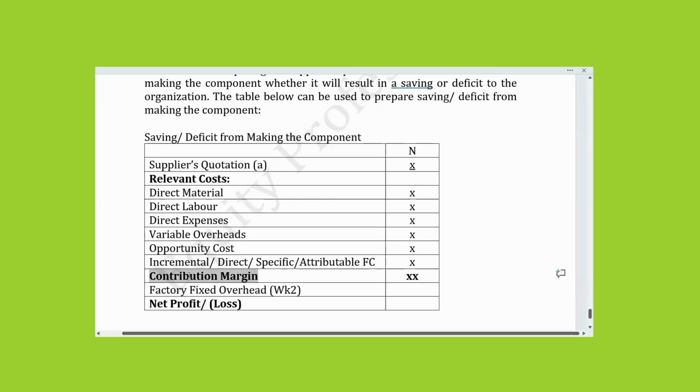You then compare the total relevant cost with the supplier's quotation. This is the B. We compare with supplier's quotation whether to produce a saving or deficit.